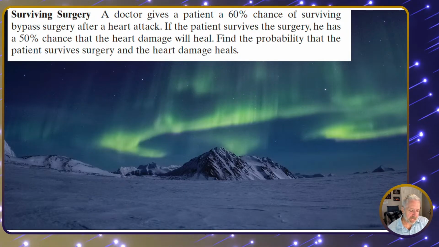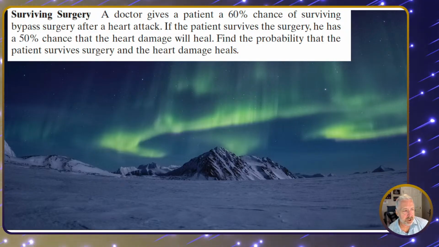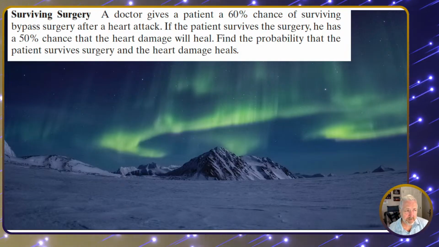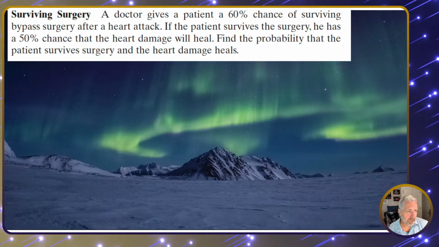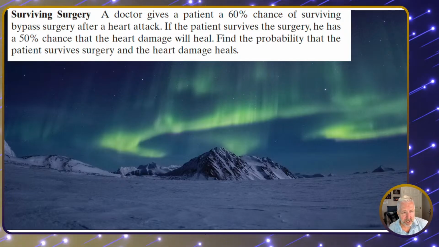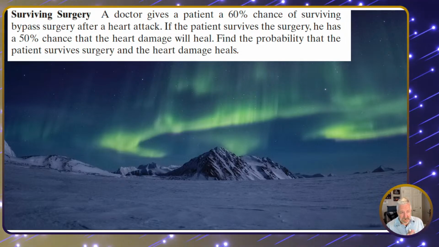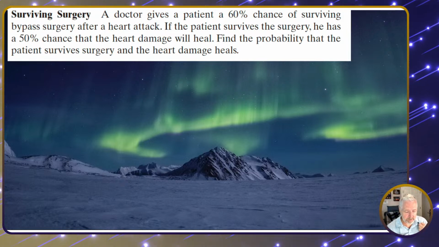Surviving surgery. A doctor gives a patient a 60% chance of surviving bypass surgery after a heart attack. If the patient survives the surgery, he has a 50% chance that the heart damage will heal. Find the probability that the patient survives surgery and the heart damage heals. I'm going to draw a tree diagram here, and I'm already recognizing that I don't even need to draw the whole thing. I only need one specific branch of it, a couple of branches of it.